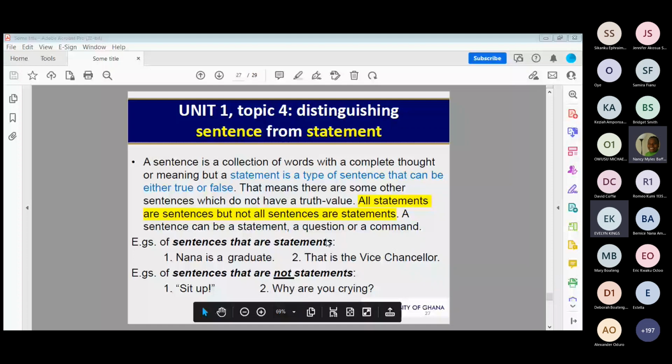Okay. Sentence fragments, they are not even sentences. They are not even complete thoughts. Okay, so they can't bear truth. All right. Let me go through.